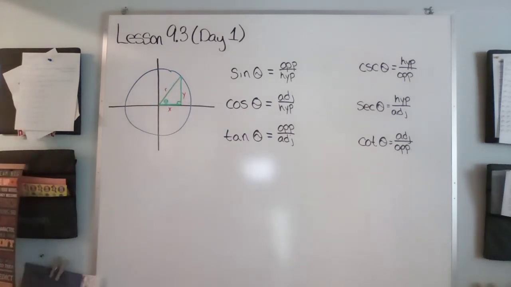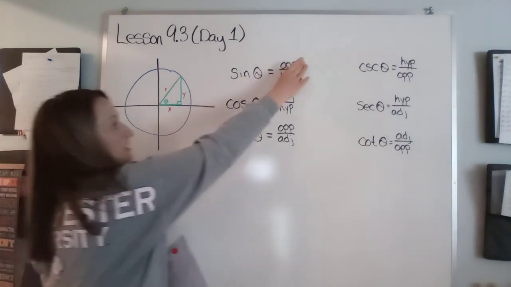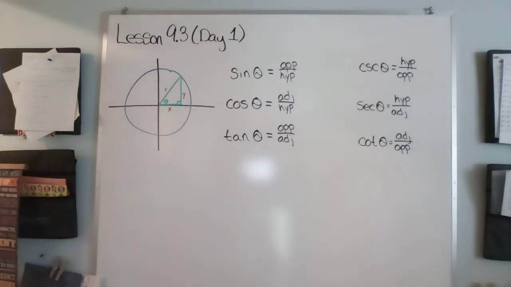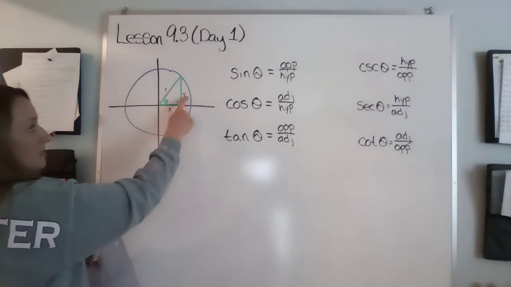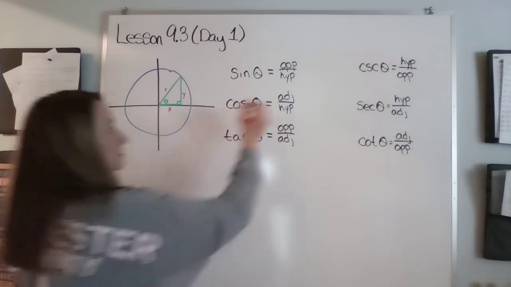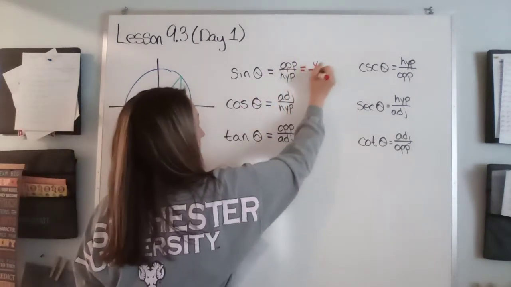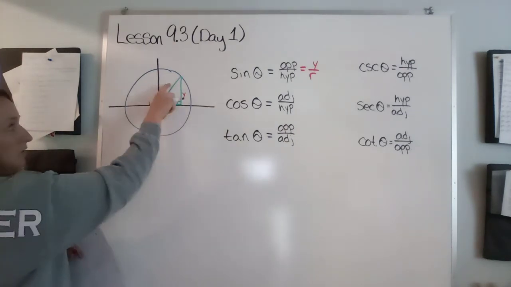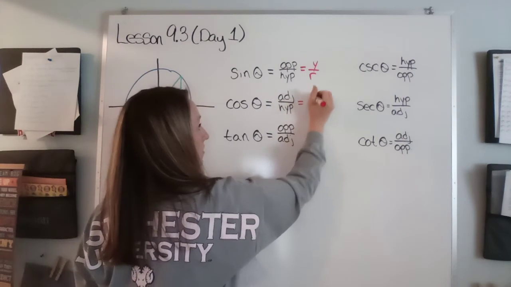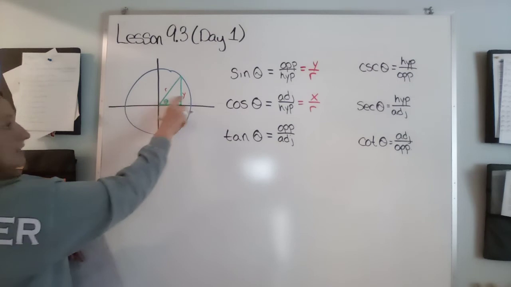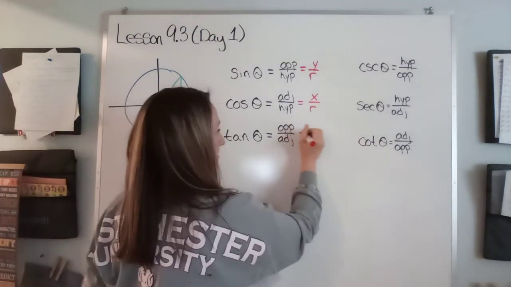All right, so what I want to do is replace opposite, adjacent, and hypotenuse with the variables x, y, and r. Okay, so here's theta, the opposite is y, the hypotenuse is r. So sine of theta, from now on, we're going to talk about as y over r. Cosine of theta is adjacent over hypotenuse, so that's x over r. And then tan of theta is opposite over adjacent, so that's y over x.